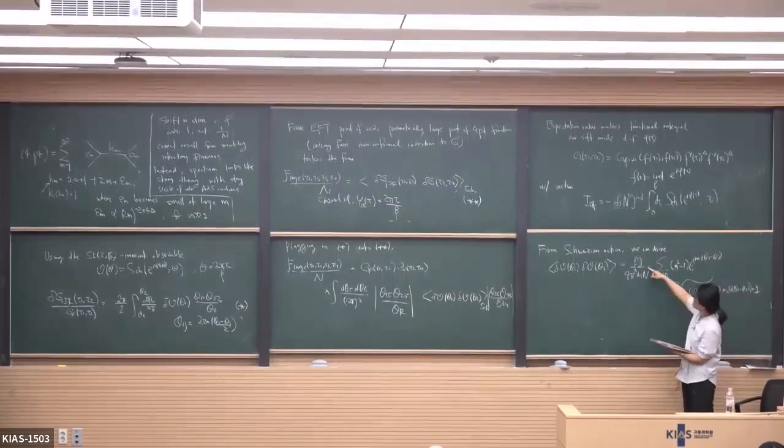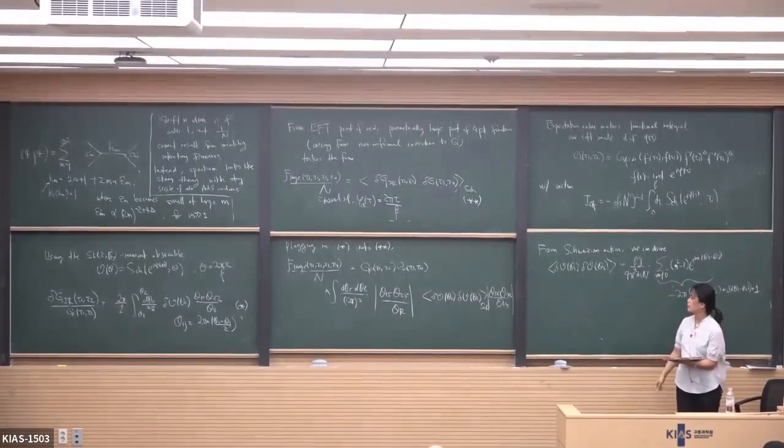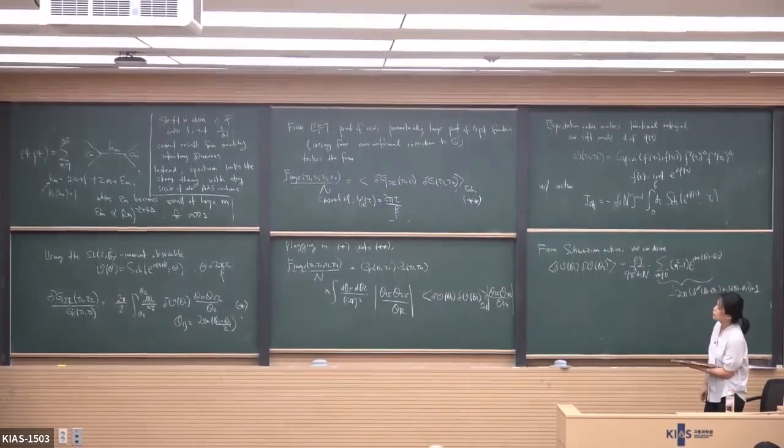So why do we have this factor beta J over N, which is kind of important? Where did it come from?